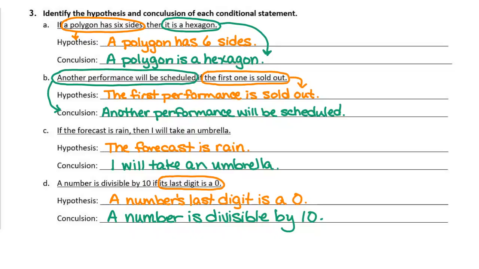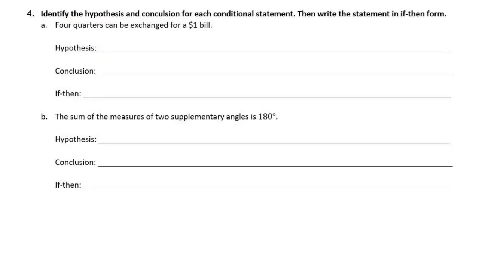All right, let's do number 4 and call it a day. Let's look at number 4. This one's a little bit trickier. We are being given a statement. We need to identify the hypothesis and the conclusion, and then we're going to write it in if-then form. So my statement is 4 quarters can be exchanged for a $1 bill. So what would have to happen first if you're going to do this? What would you have to have first? What would our hypothesis be here? Close. You're very close. I like it.